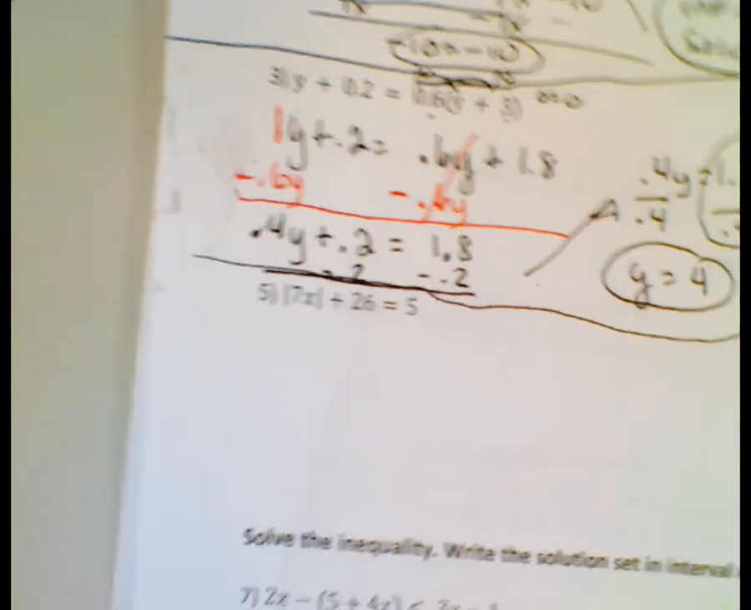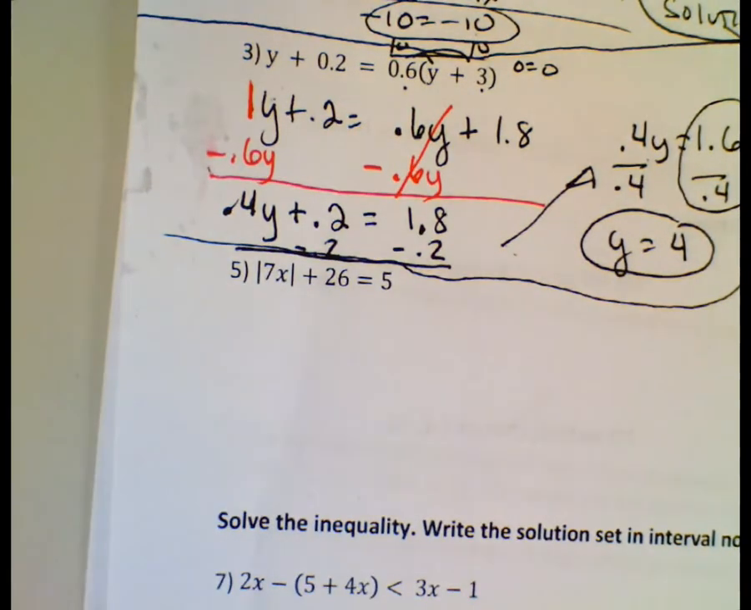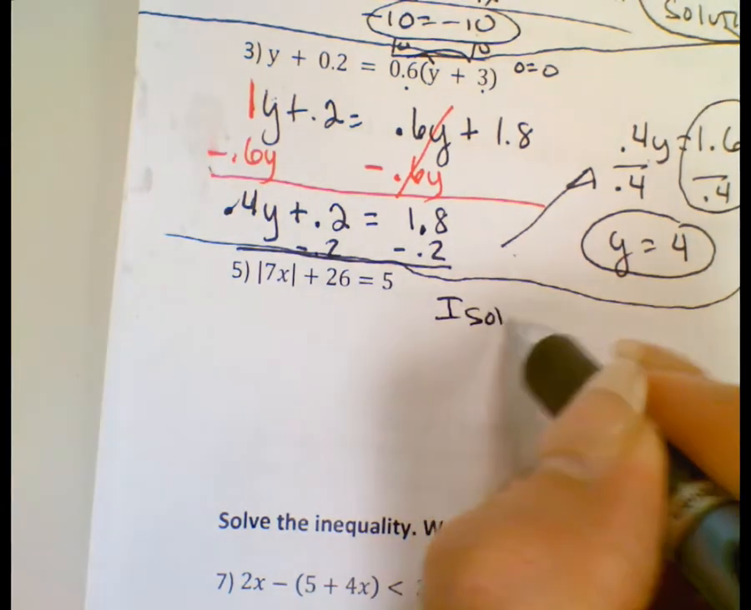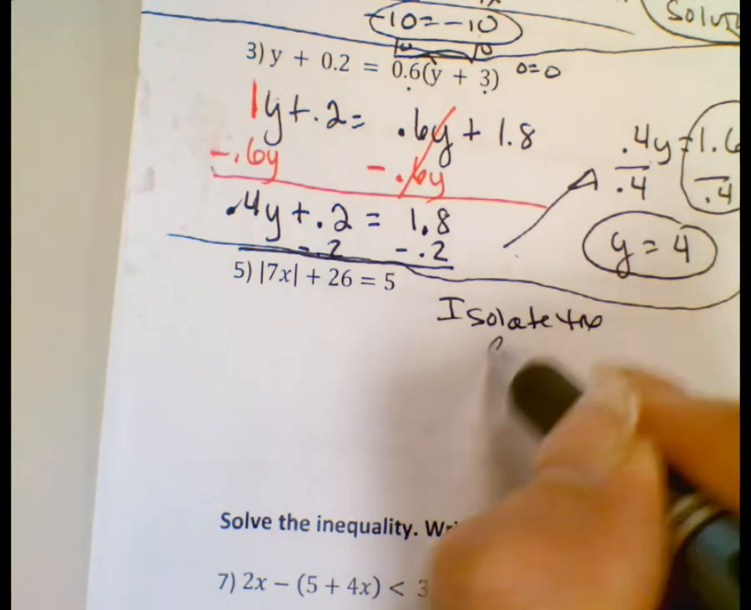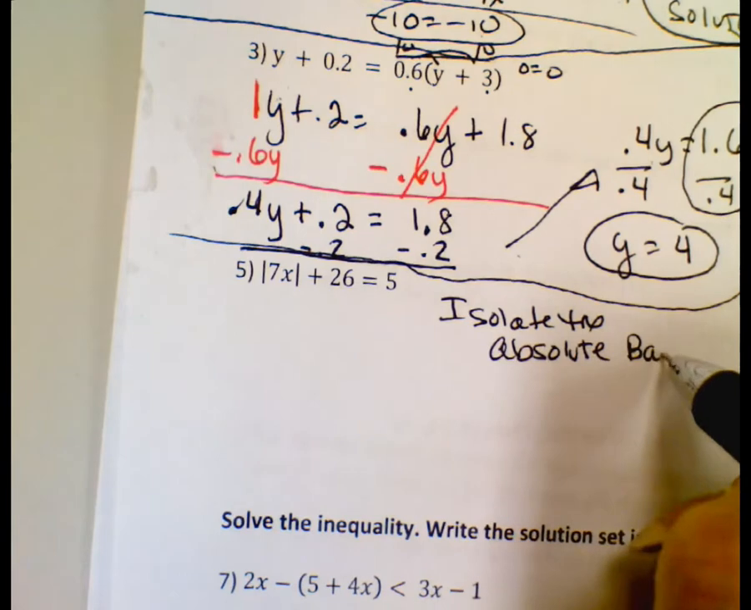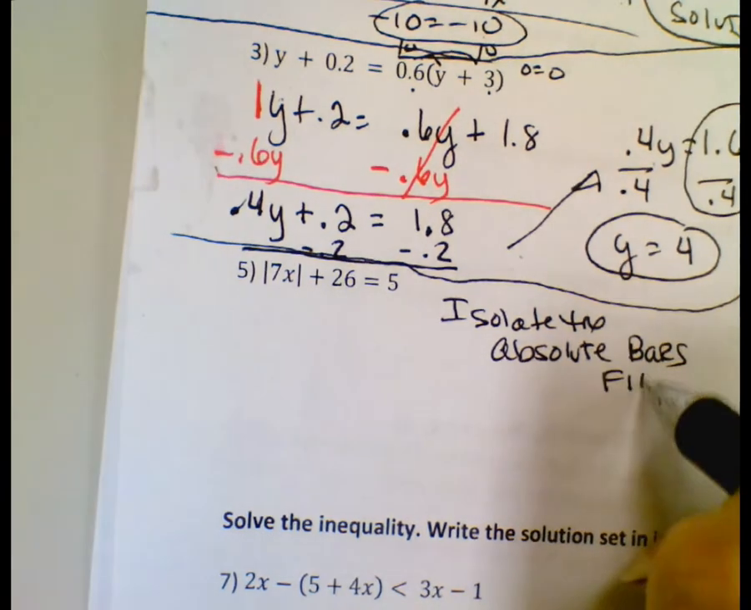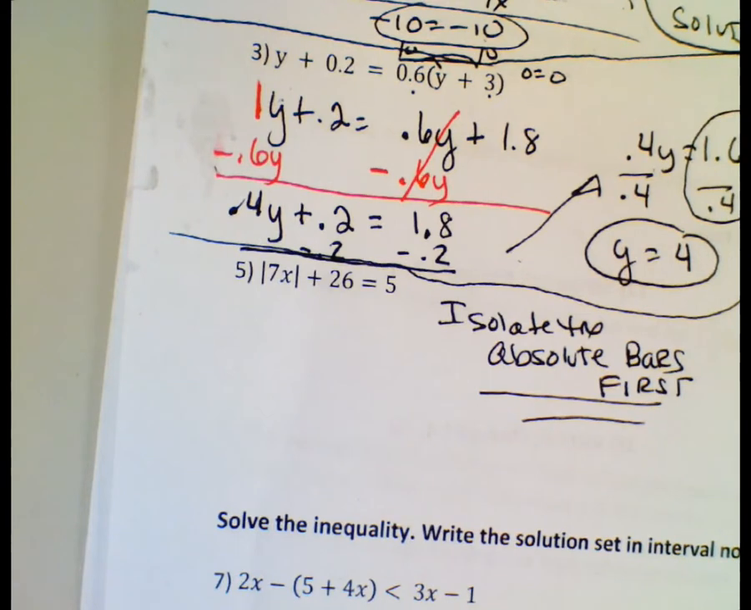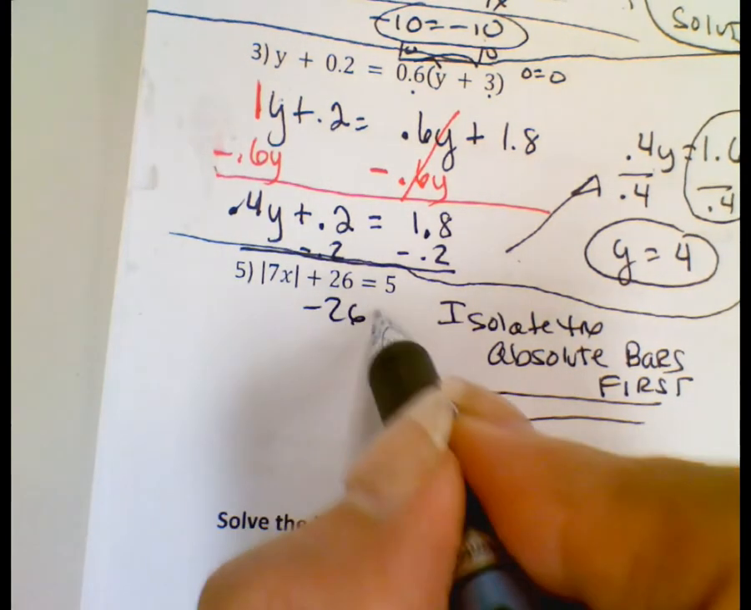So number 5, this is a problem like number 4. It's got absolute values. You're supposed to have 2 answers, but before you can put into negative and positive, you have to isolate the absolute value. Isolate the absolute value bars first. Make sure you isolate the absolute value bars first. So to do that, we're going to subtract 26.